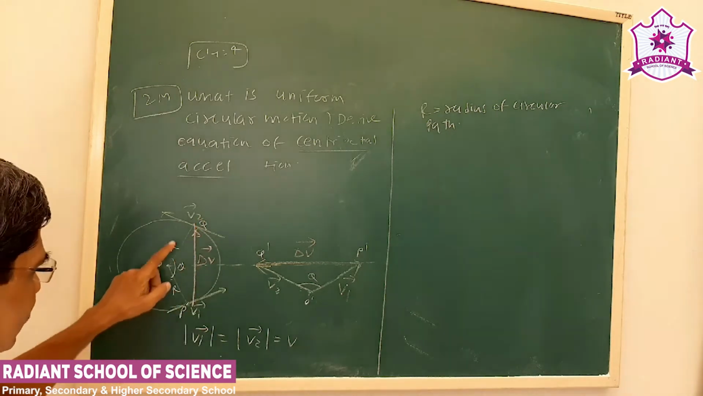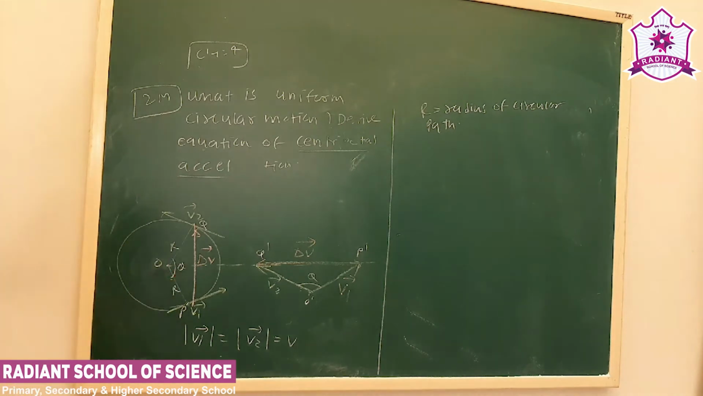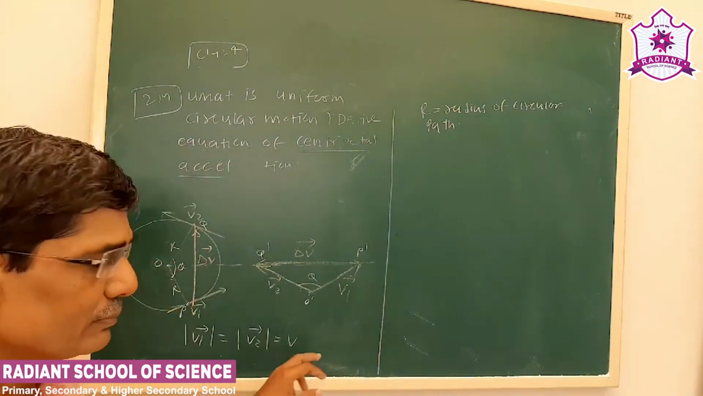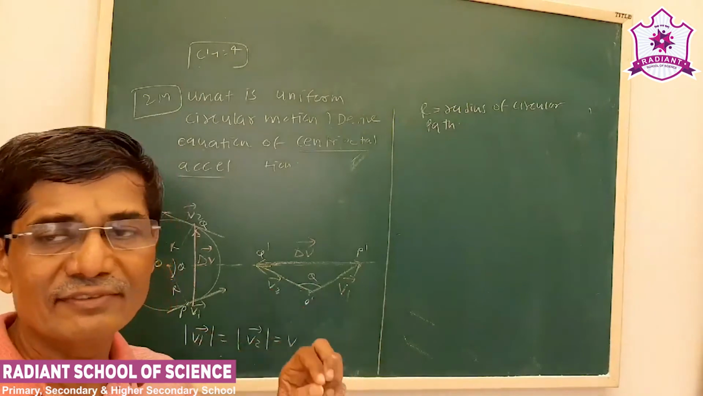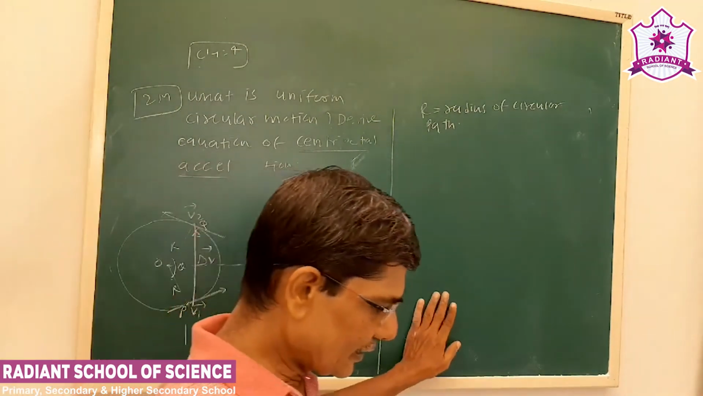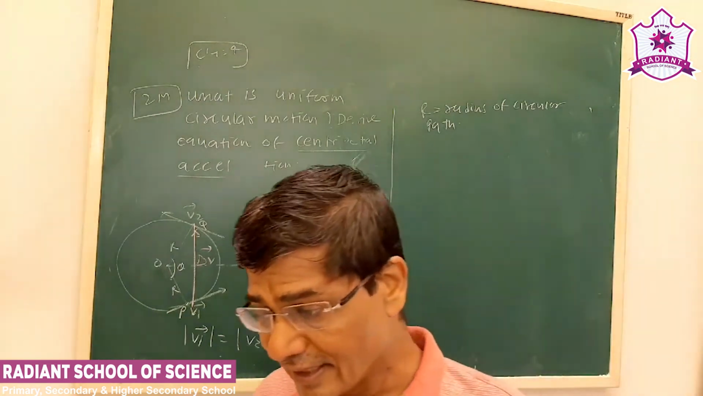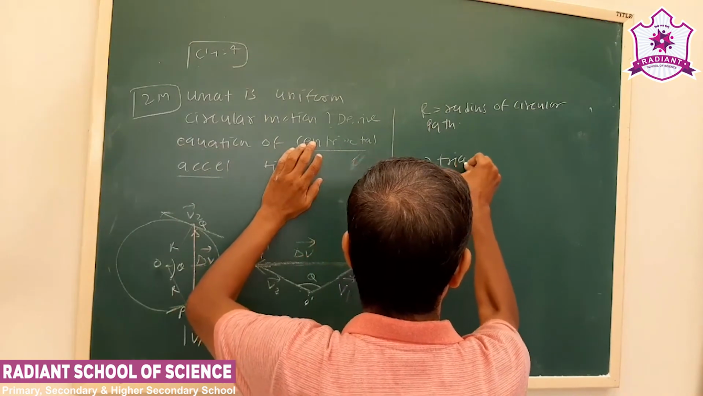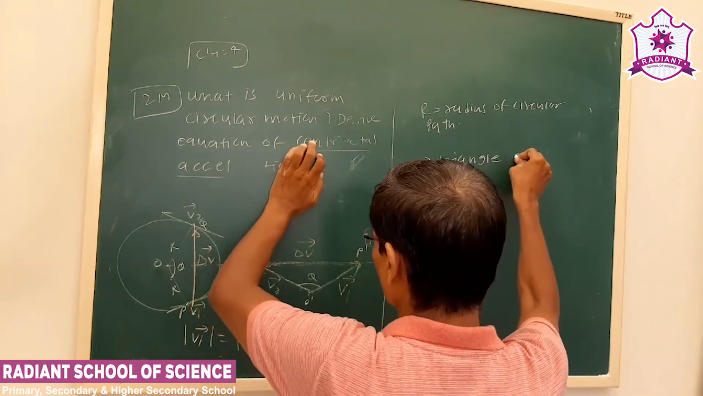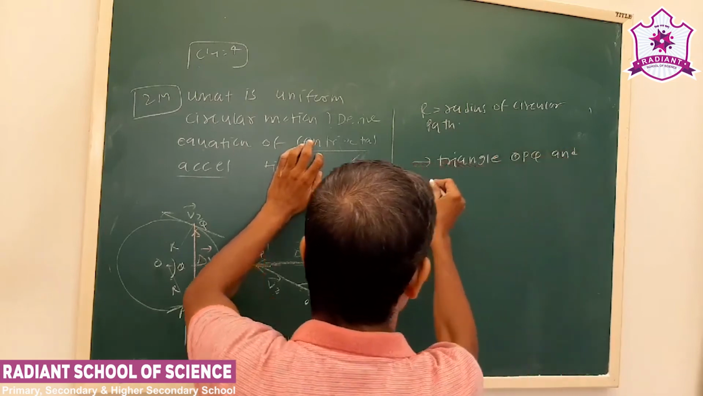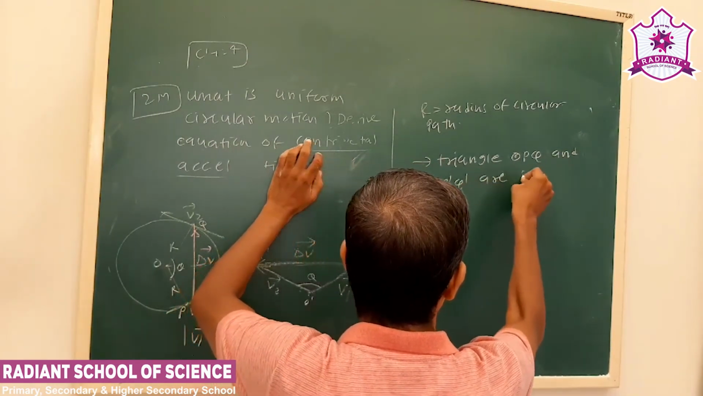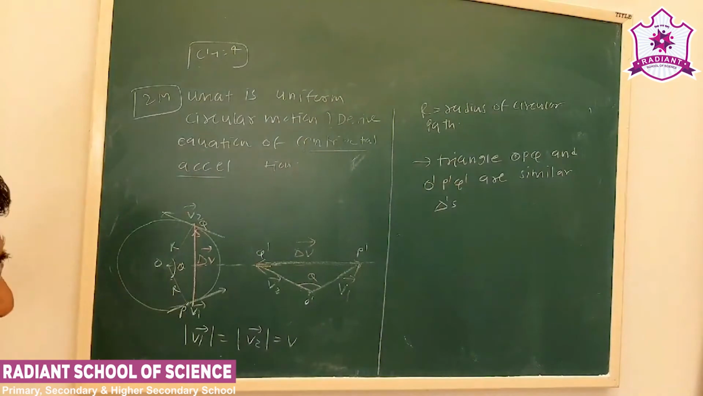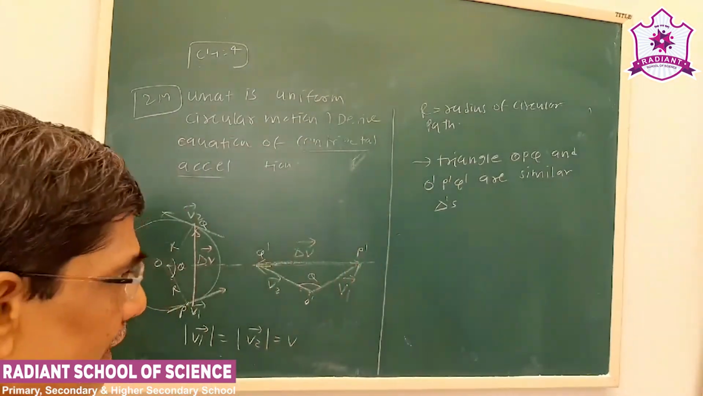So in triangle OPQ, R and R are the radius, theta is the angle. Here in triangle O dash, P dash, Q dash, V1 and V2, their magnitude is same, and the angle between V1 and V2 is theta. So here by SAS condition of similarity, triangle OPQ and O dash, P dash, Q dash are similar triangles. Okay, now we have studied earlier, if the triangles are similar, then the sides are in proportion.